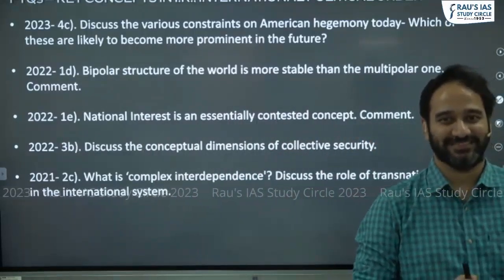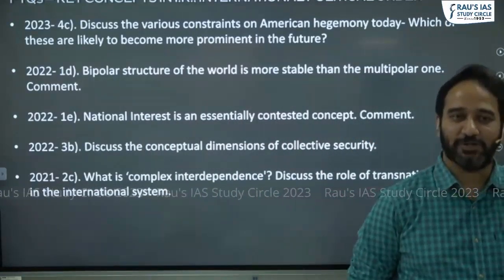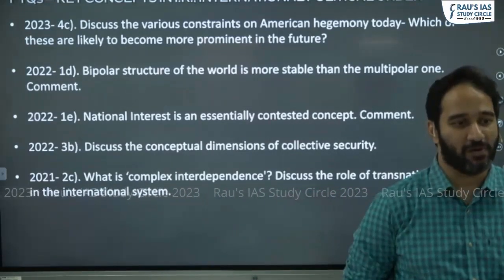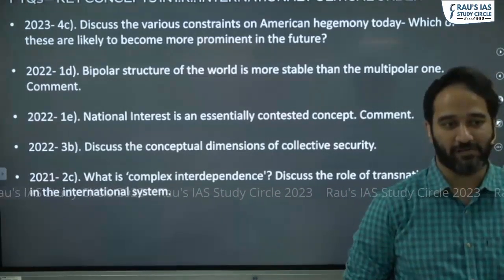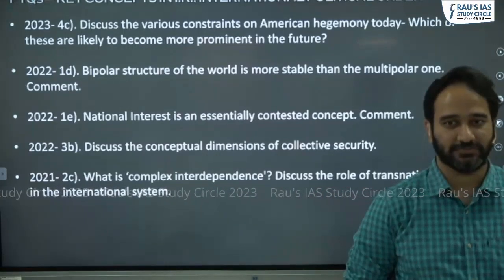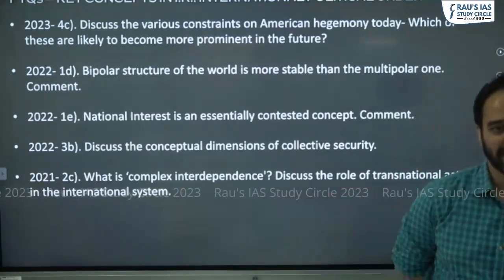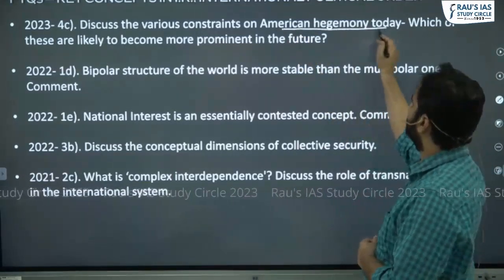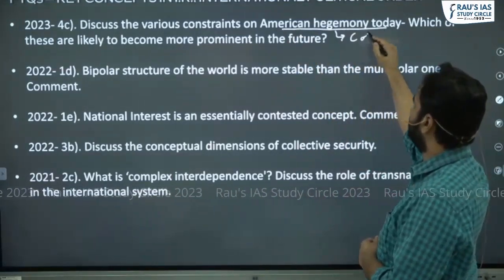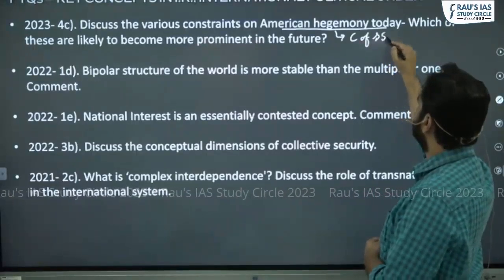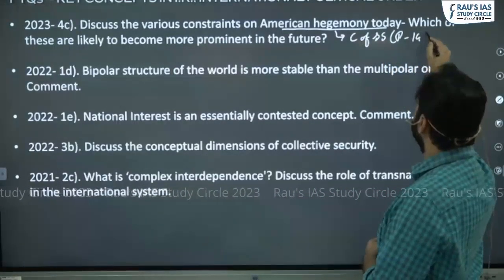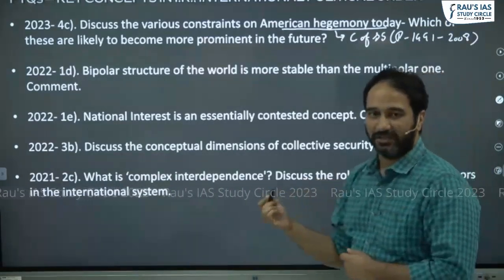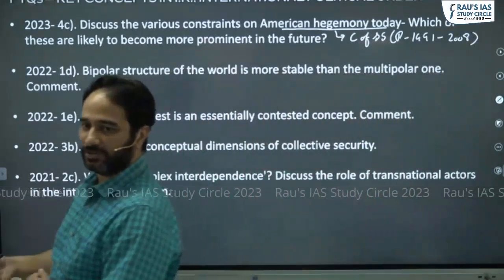Hegemony. What about it? Collapse of the Soviet Union. Okay, so one idea would be that you talk about the collapse of the Soviet Union, and post 1991 till 2008, you had American hegemony. What else can be the introduction?